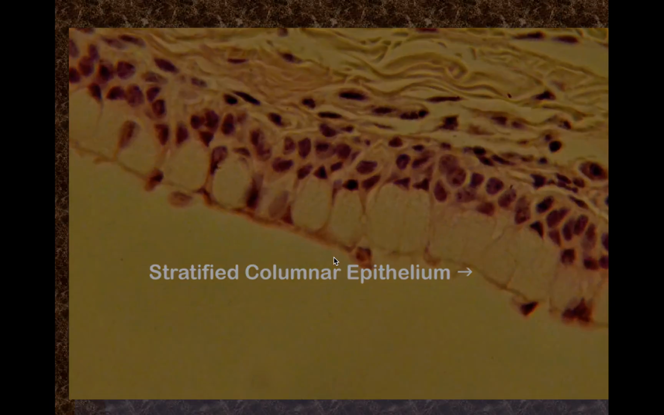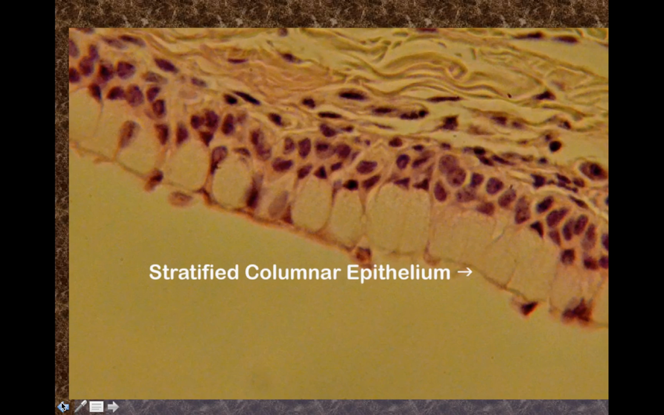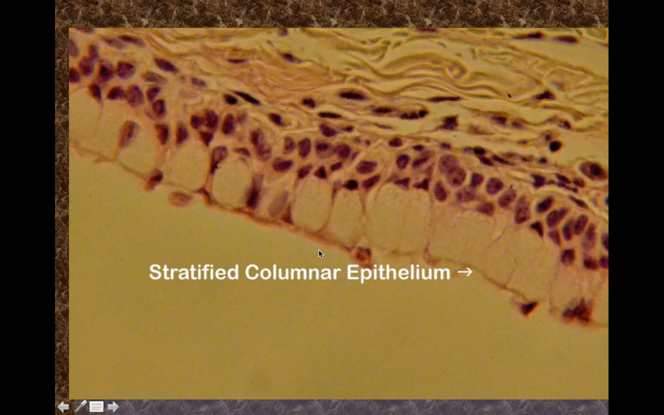They're definitely columnar. And look at the cells below. They are more cuboidal, but we don't care because this is the free end, right? Free end. Stratified columnar, a very, very rare tissue.